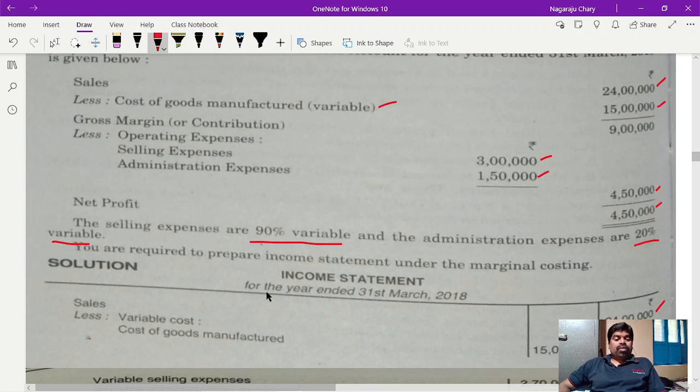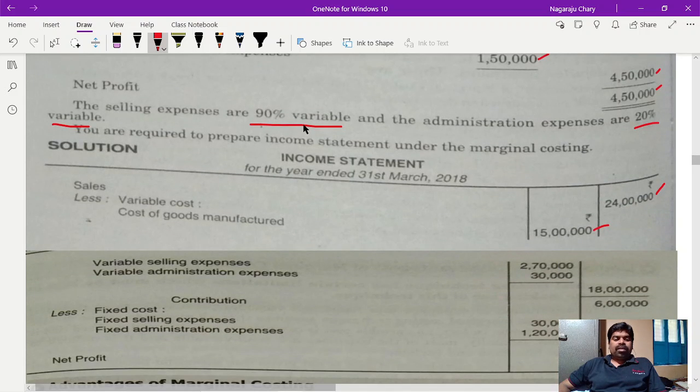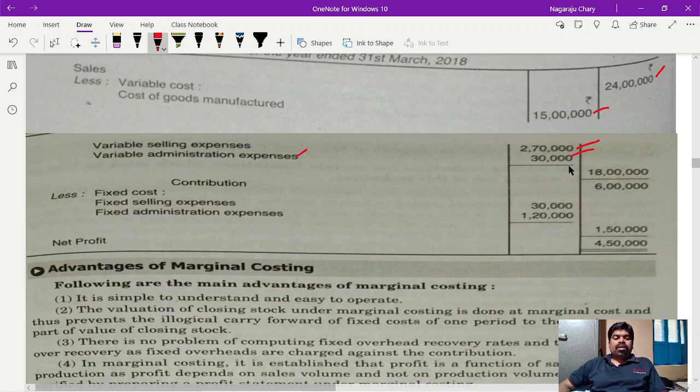Selling expenses and administrative expenses are variable expenses. So 90% variable expenses, selling expense is 3 lakhs. In 3 lakhs, 90% of the expenses belong to variable expenses. That's why 90% has been taken, and for administrative expenses 20%, of 1 lakh 50,000. In 1 lakh 50,000, 20% is variable, the remaining is fixed. Now we are getting 18 lakhs. Yes, 18 lakhs. Now we get contribution, 6 lakhs contribution.